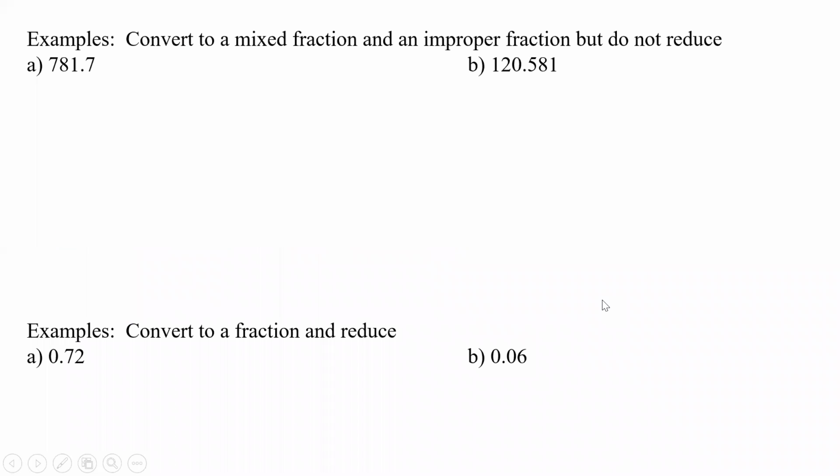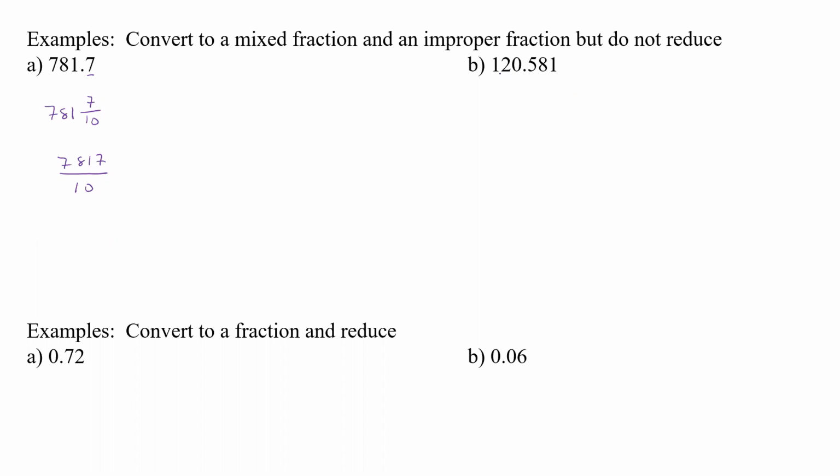All right, so here we want to convert to a mixed fraction and an improper fraction. We kind of did that on the last one. If we want to do this as a mixed fraction, we just write our number 781, and this is tenths, so it's just 7 over 10. So that's our mixed fraction. For improper, we take 10 times that, so it's 7,810 plus 7, so 7,817 all over 10.